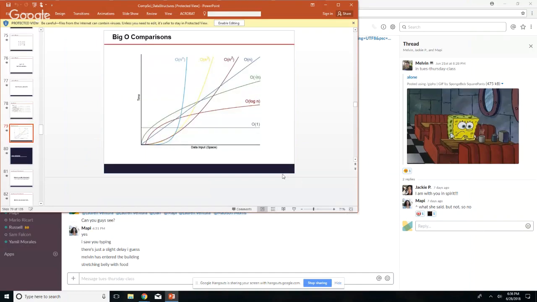Does everyone remember this from our pre-algebra class? We have a y-axis going up and down, and then the x-axis goes across. Everyone remember that? Adrian, you remember this from algebra? This is the y-axis, this is the x-axis. So in the context of big O comparisons, the y-axis represents the time, and the x-axis represents the data or space. So why is this important?